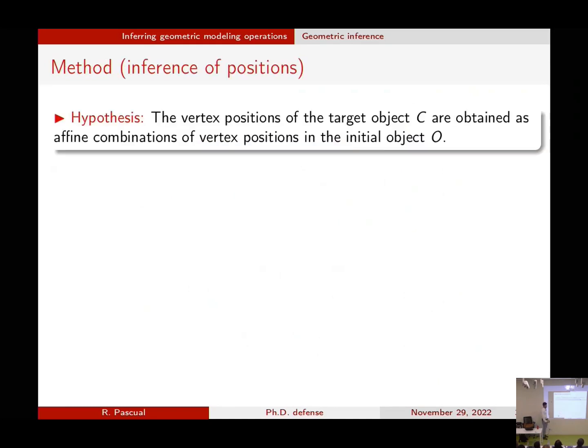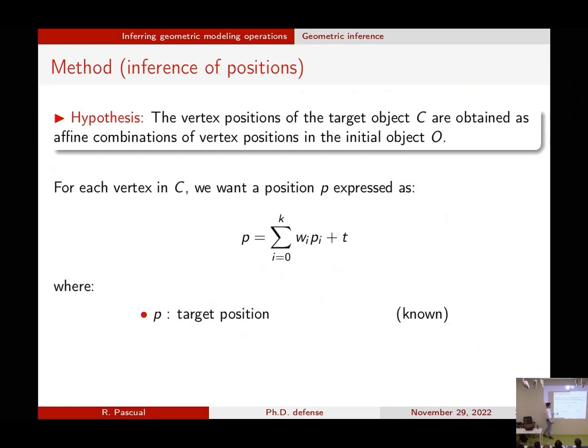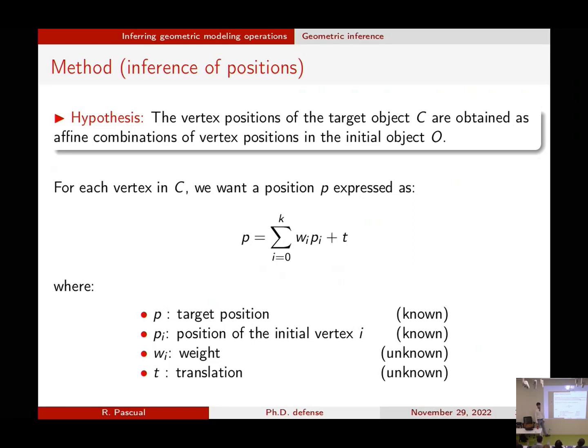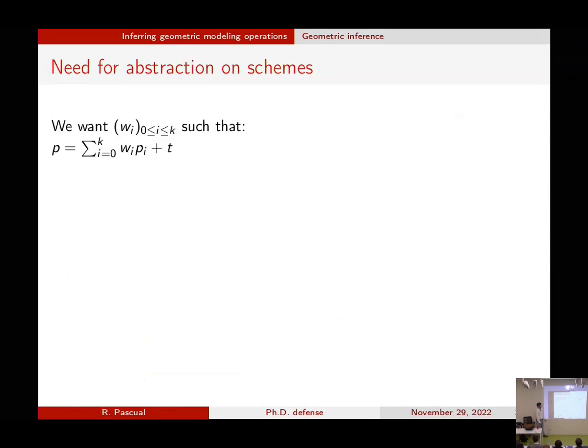We will make some hypotheses. The first one is a linearity hypothesis. We'll assume that the target position is computed as a weighted barycenter of the initial positions. And so we know the initial and target position, and what we want to retrieve are the weights. And we will add a degree of freedom by adding a translation factor, T. So that's, in a sense, the framework in which we will try to retrieve the geometric expression. But the geometric expression does not directly modify the GMap.